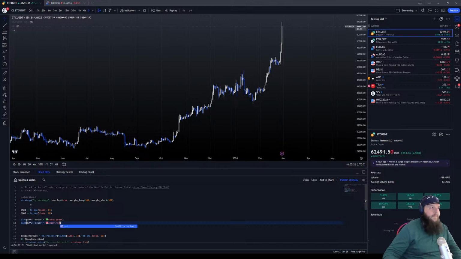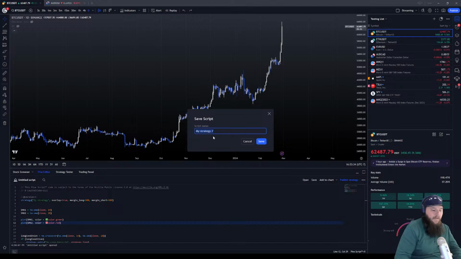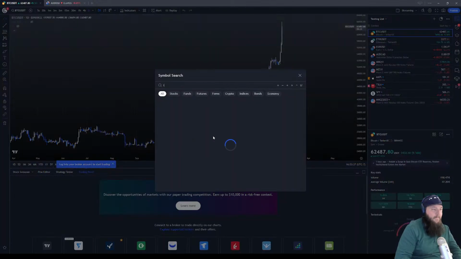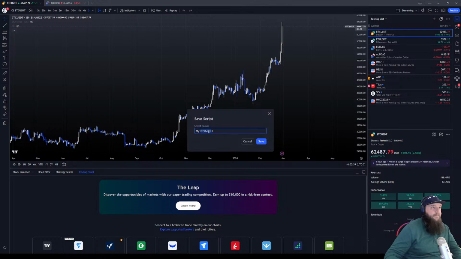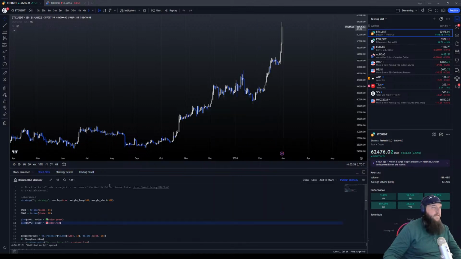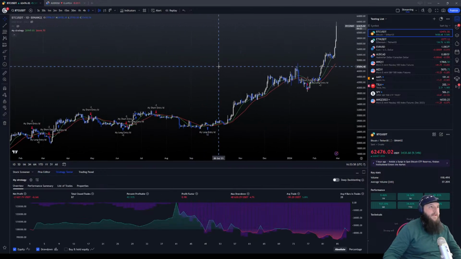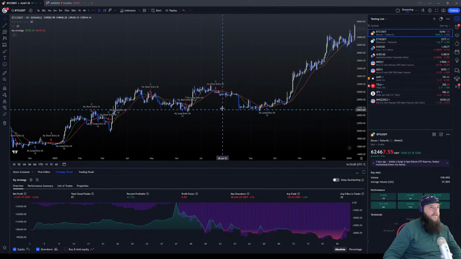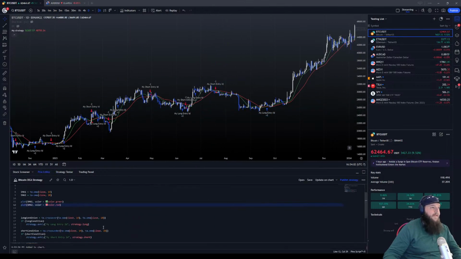Alright, and then let's title this script. I'm going to call it Bitcoin DCA strategy. If I could spell, that would be wonderful. Okay. So back to the Pine editor. Now we're going to add it to our chart, so we can actually see what's going on. And now that we add it to the chart, we can actually see where this strategy is taking entries and longs and shorts by default.